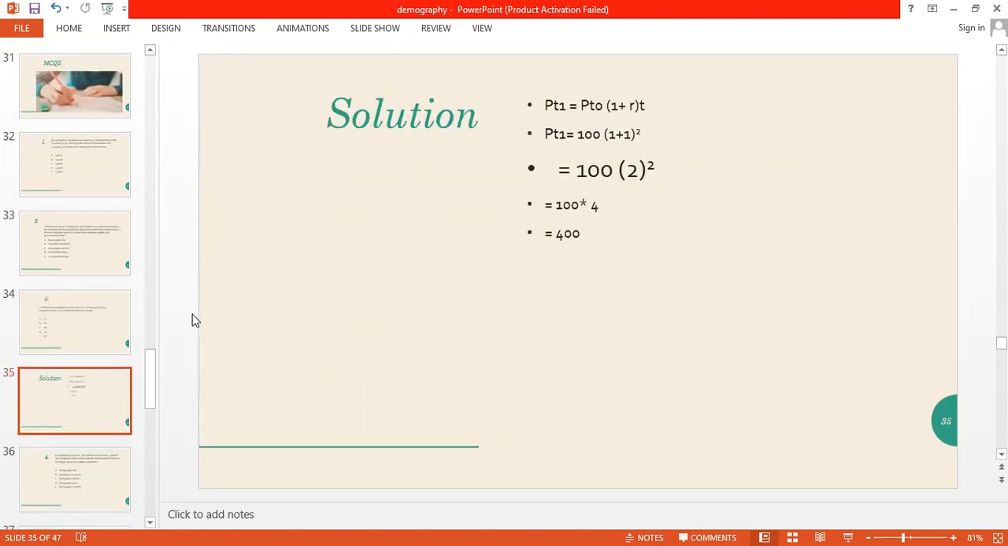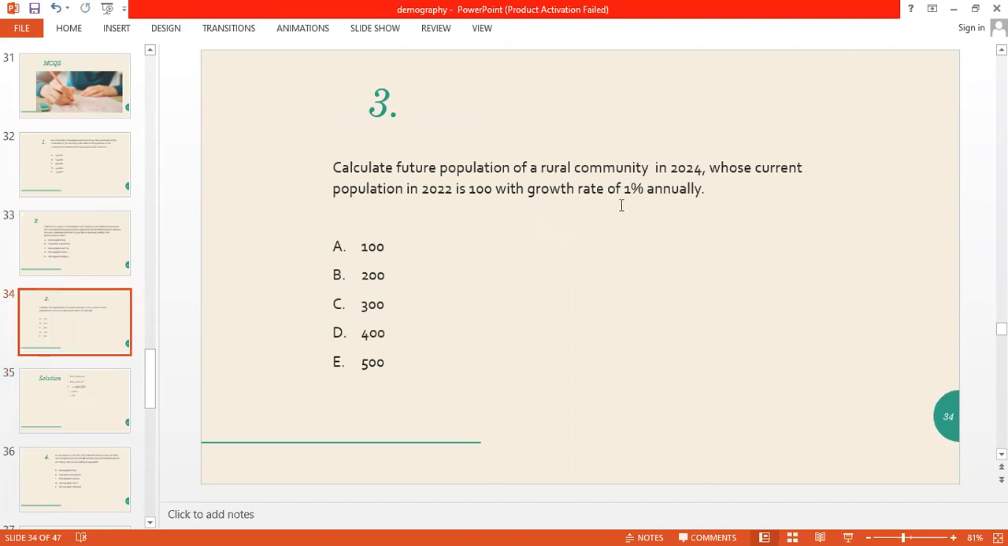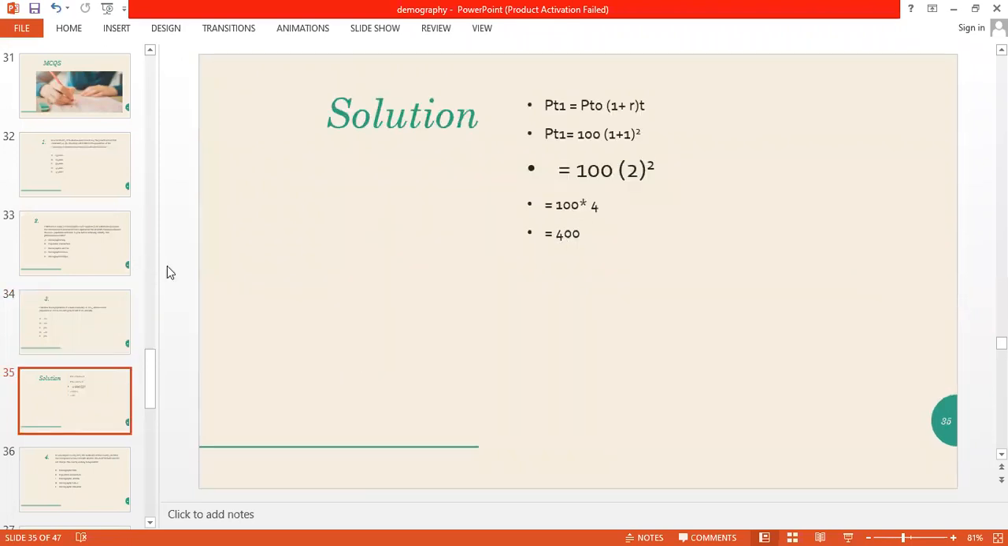100 is the population which is given. 1 is a constant figure and growth rate is given, it is also a 1. 1 plus 1 is equal to 2. And this 2 shows the 2 years. And 2 multiplied by 2 is 4. 100 multiplied by 4, answer is 400. The population which we calculate is for 2024 and 2022, 2 years.